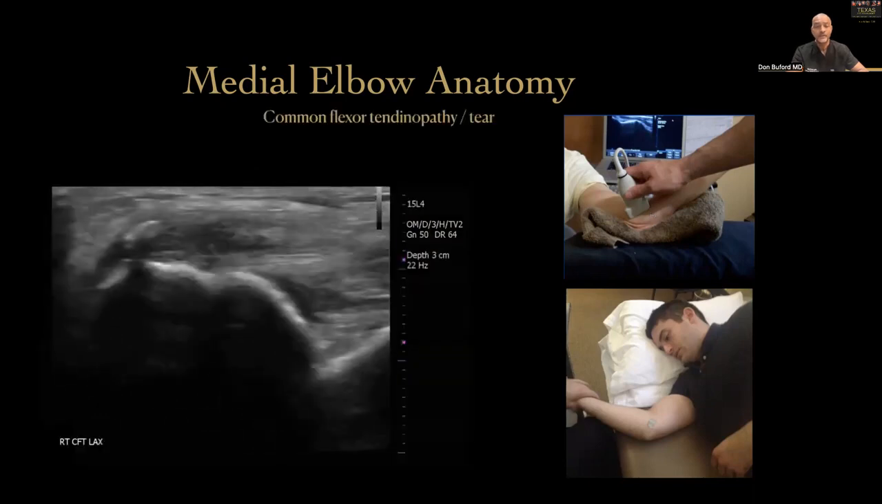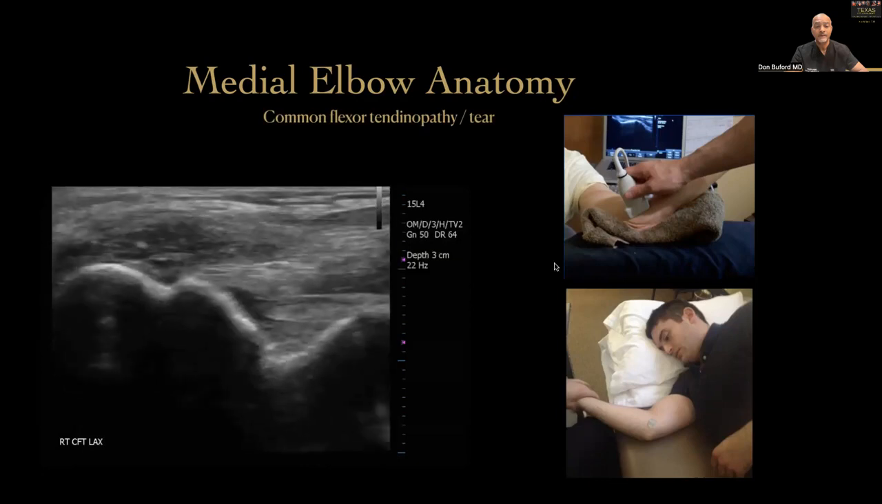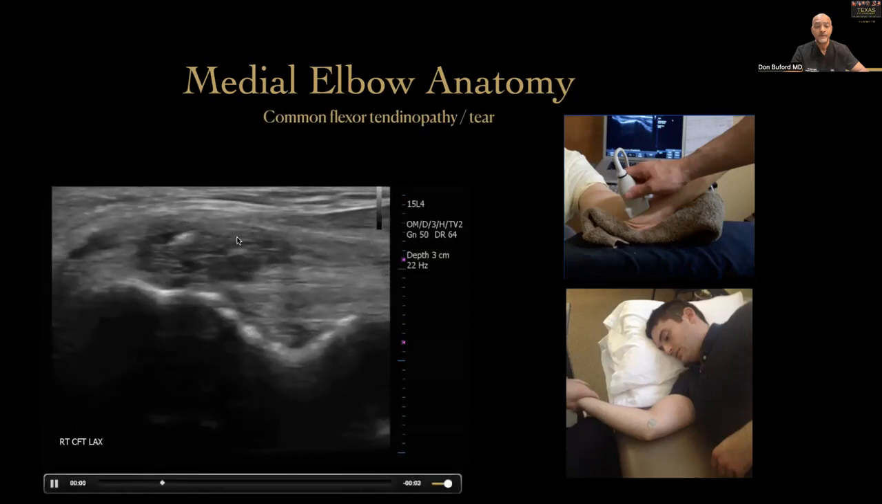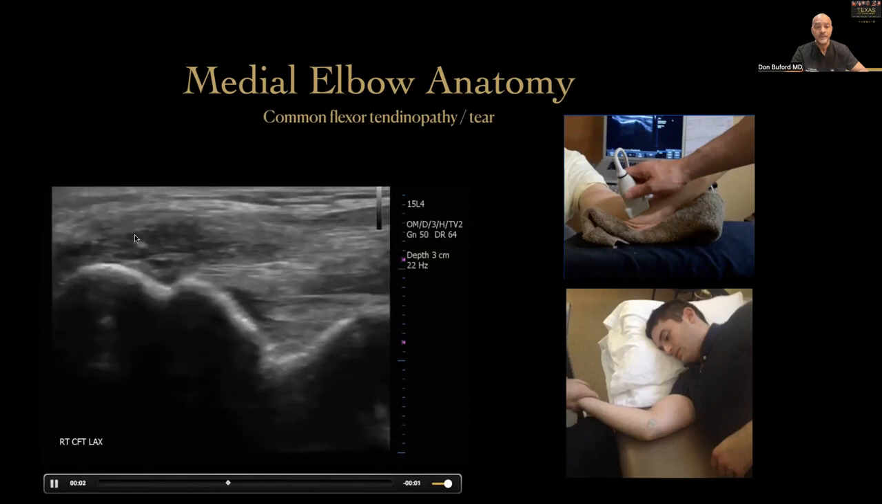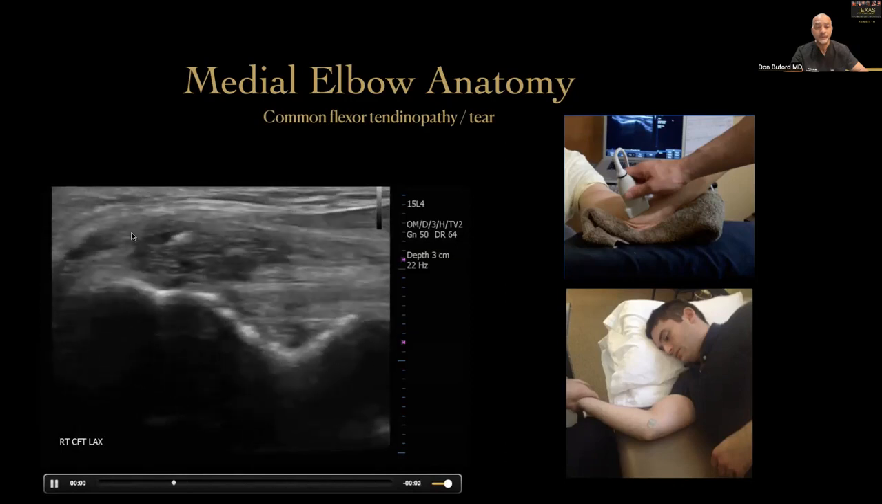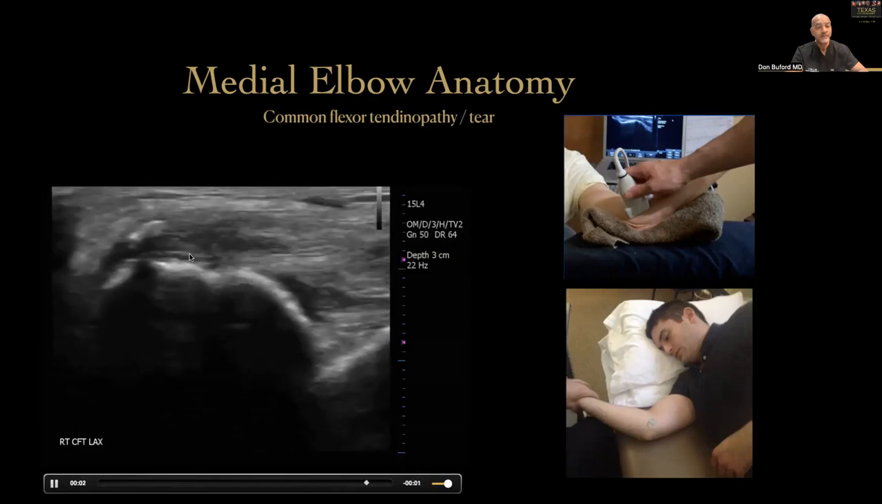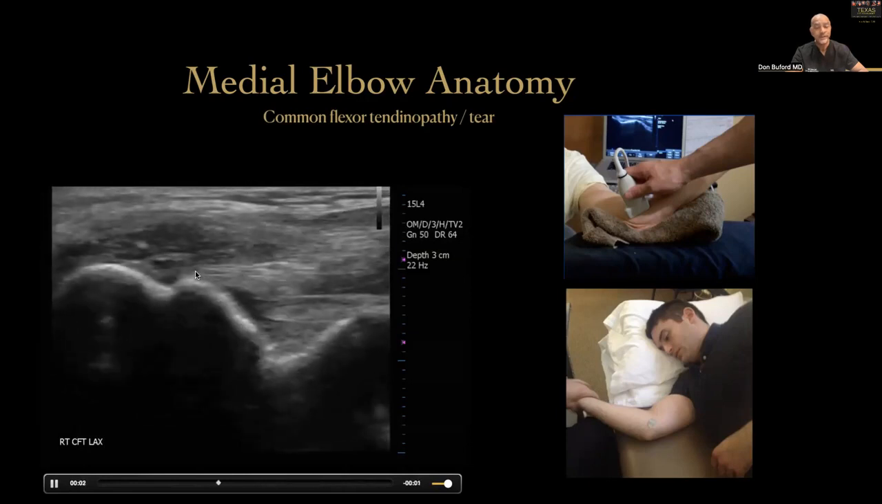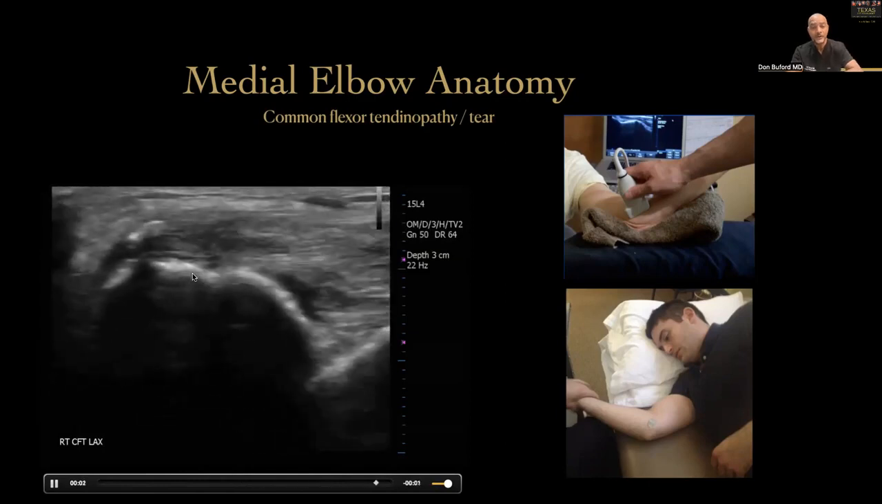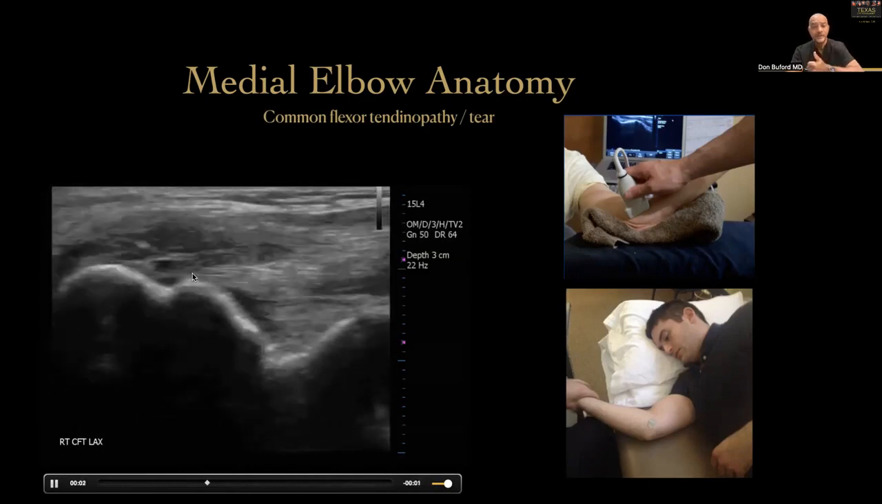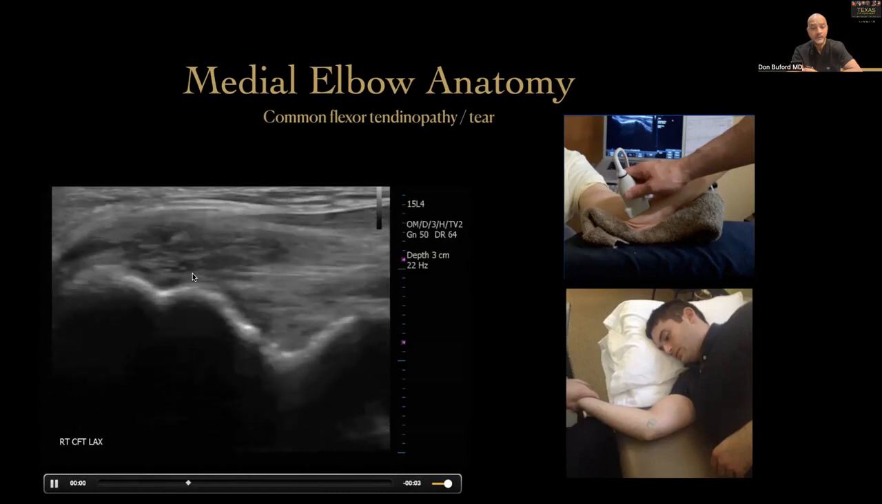Here's a dynamic image. Here you can see the flexor tendon here has tendinopathy. See these hypoechoic changes? Now, if that doesn't make sense to you, you're not really seeing that. Just remember that this is a patient who's sore right now. So you've already got one tip, and that is they're coming into the doc with a complaint of medial elbow pain.